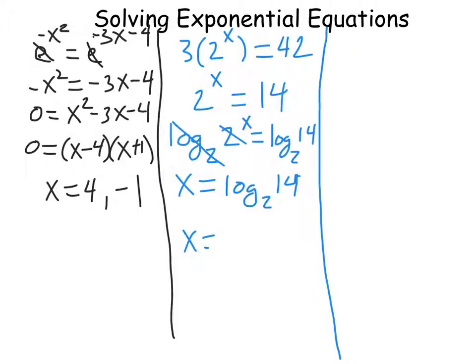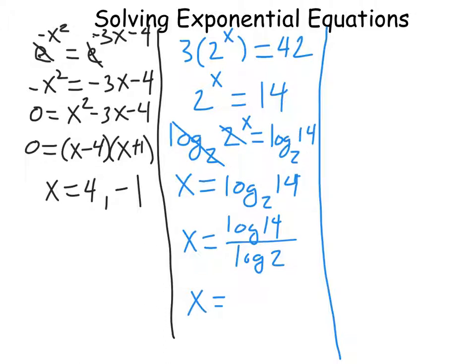Now this is going to require us to go to the calculator, and the quickest, easiest way to get it from the calculator is probably to change bases, because you don't have to go and use any other features on the calculator to use log base 10. It's right on the bottom left. So that's what I would do, is just do log base 10 of 14 divided by log base 10 of 2.